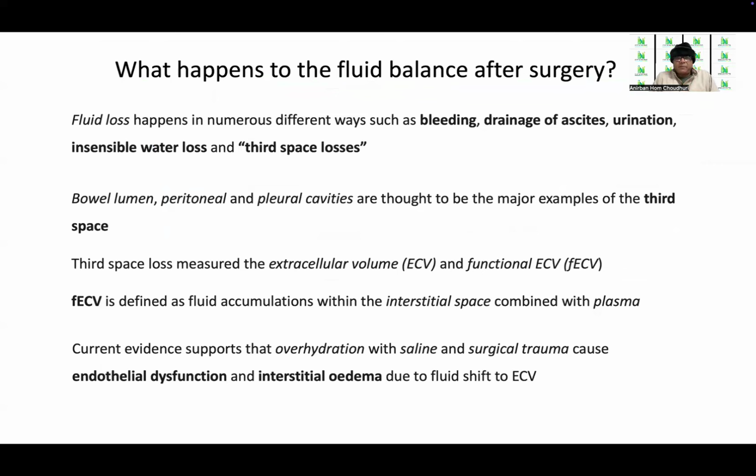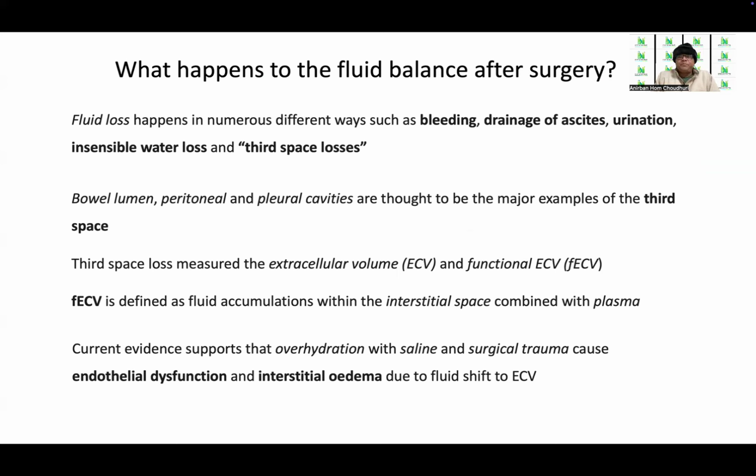Now, what exactly happens to the fluid balance after surgery? Earlier, people used to think that, besides the fluid lost during bleeding, drainage of ascites, urination, and insensible water loss, there is a lot of third space loss, and this third space loss occurs because of shift of fluid from the vascular and the intracellular compartments to the interstitial spaces.